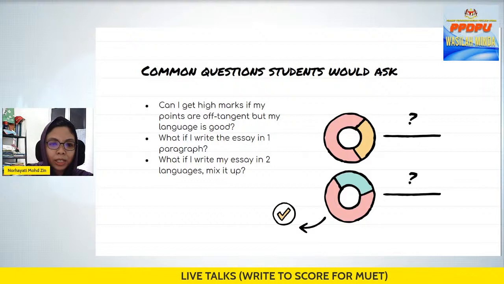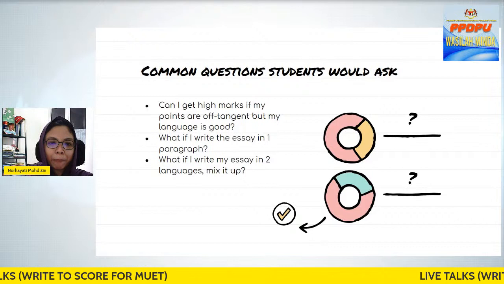Plan. The idea is to plan. Make sure that you plan. Okay.